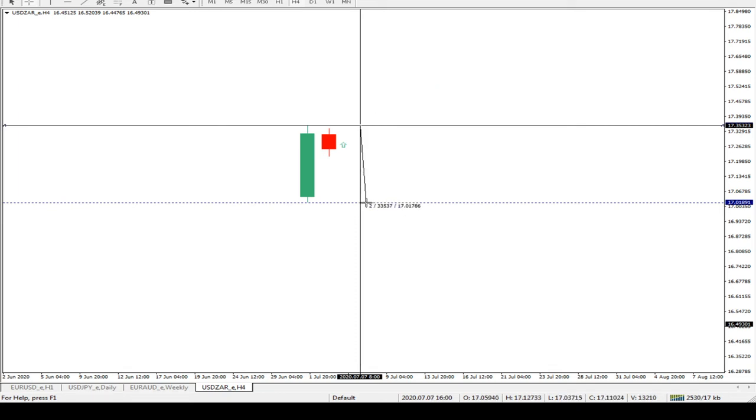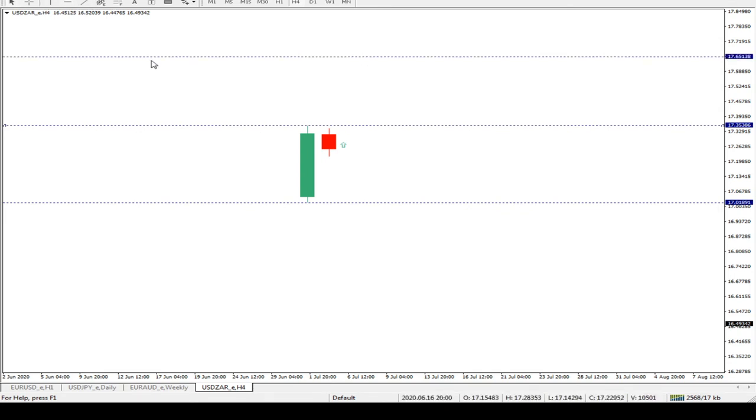So we have our pending buy stop at this point, and then we have our stop loss at this point. Then we have our take profit at a distance equal to the size of the mother bar. So that's how I look at inside candles.